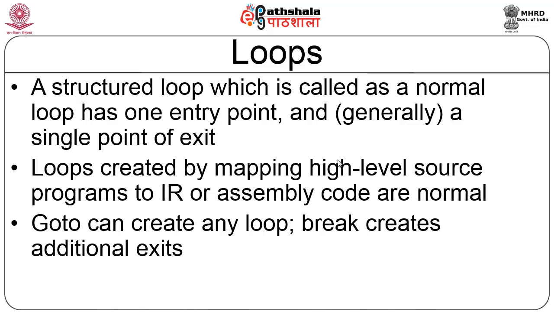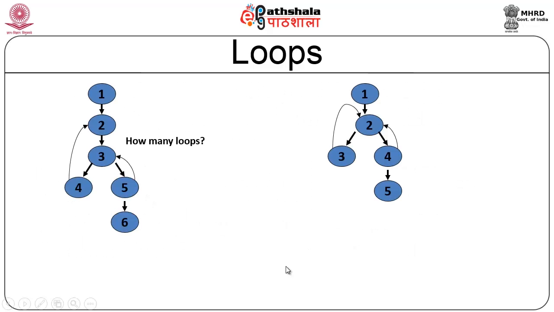Goto can create any loop, and break creates additional exits. So if you have an unconditional jump like goto, that may create additional loops, and if you have a break, that can lead to multiple exit points. So a break, a continue or a goto will result in creating multiple entry or multiple exit points. So that should basically be identified.